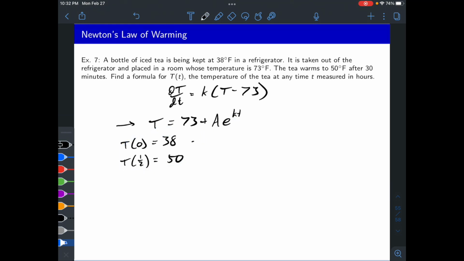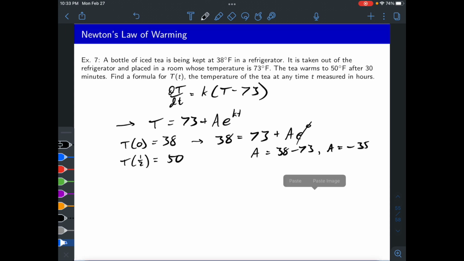The first one tells us that T of 0 equals 38, so capital T is 38. That equals 73 plus A e to the k times 0, so just e to the 0, which is 1. So we get 38 is equal to 73 plus A, and so A is equal to 38 minus 73. And what's that equal to? I think that's negative 35. Yeah, negative 35. So that's our A value. So T equals 73 minus 35 e to the kt.